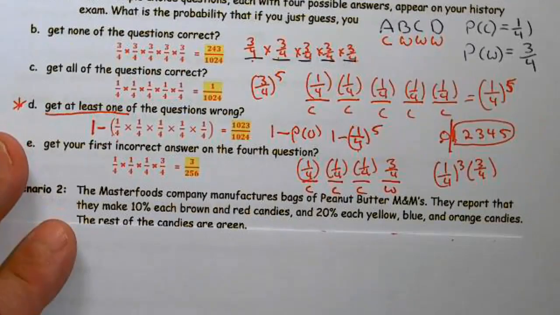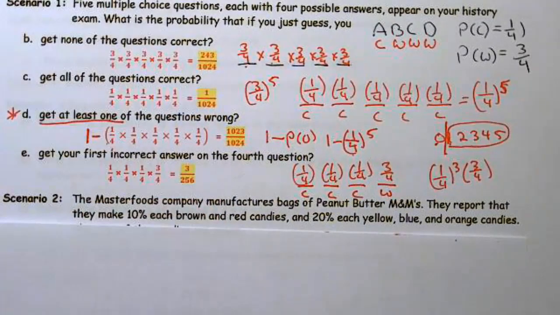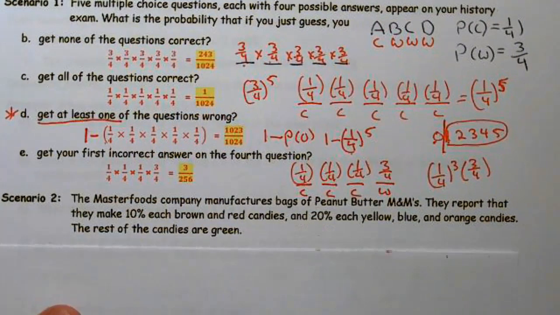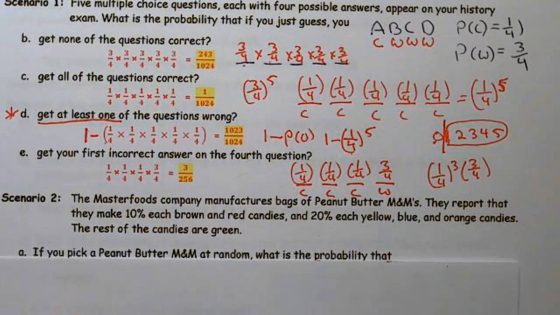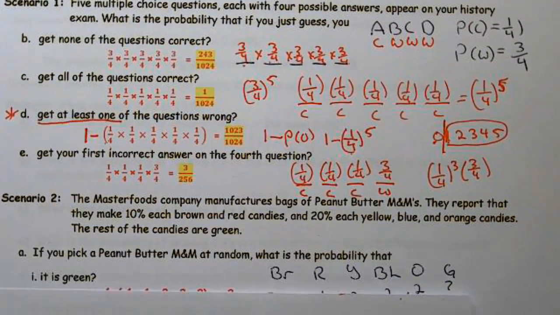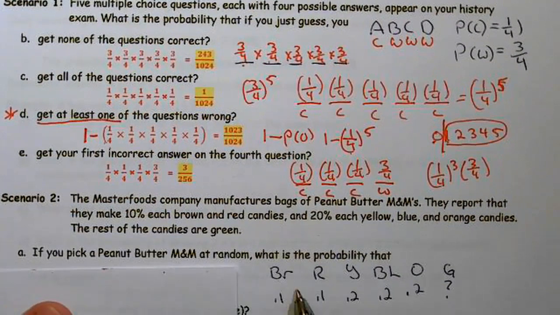Okay, the Master Foods Company manufactures bags of peanut butter M&Ms. They report that they make 10% brown and red candies, 20% yellow, blue, and orange. The rest are green. All right. If you pick a peanut butter M&M at random, what's the probability that it is green? Well, here's the deal. They didn't tell us that. But what they did tell us is 10% chance of brown, 10% chance of red, 20% of yellow, 20% blue, and 20% chance of orange.